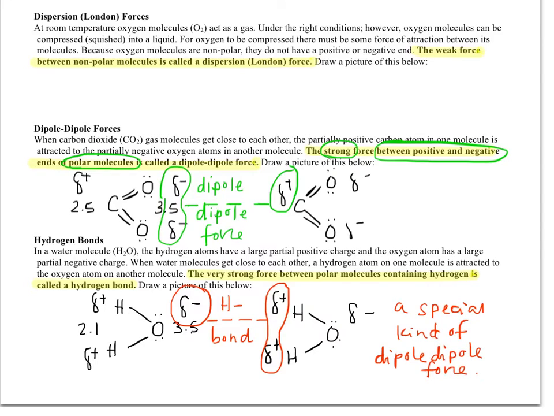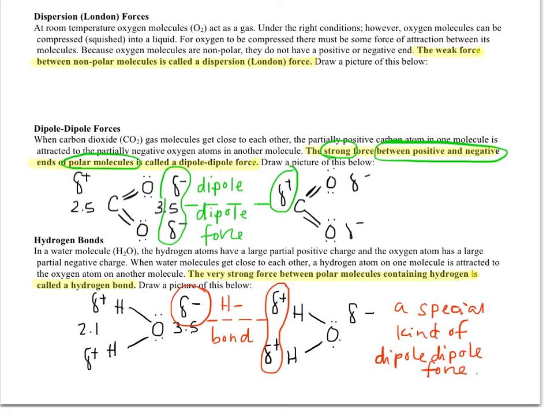Okay, so if I tell you something's a dipole-dipole force, but the molecule has hydrogen in it, then you go, oh, okay, it's a hydrogen bond specifically. It's a type of dipole-dipole force. Any other dipole-dipole force that doesn't have a hydrogen involved, we just call a dipole-dipole force. Awesome, right? Hydrogen's so special.